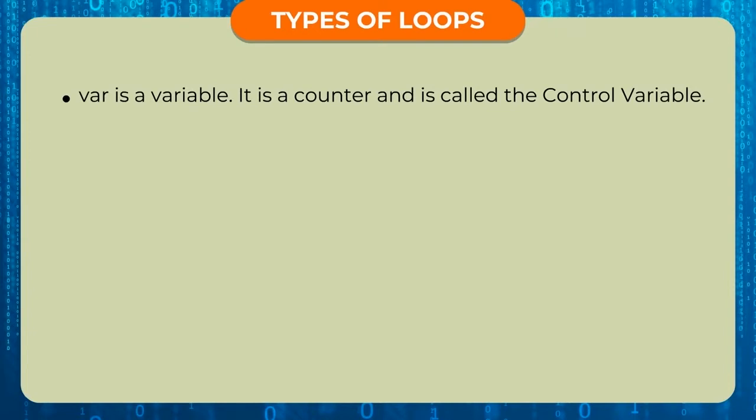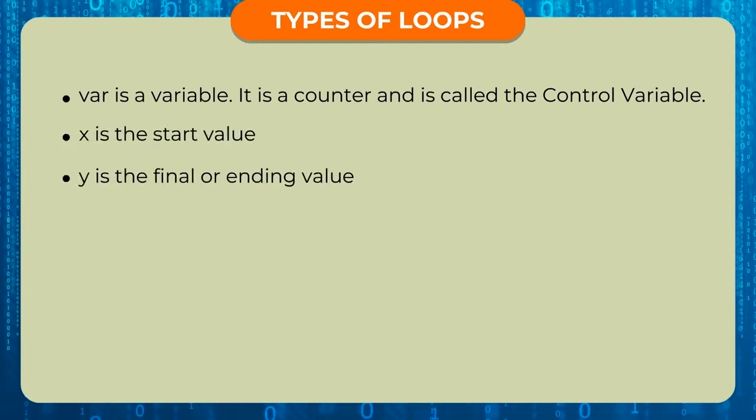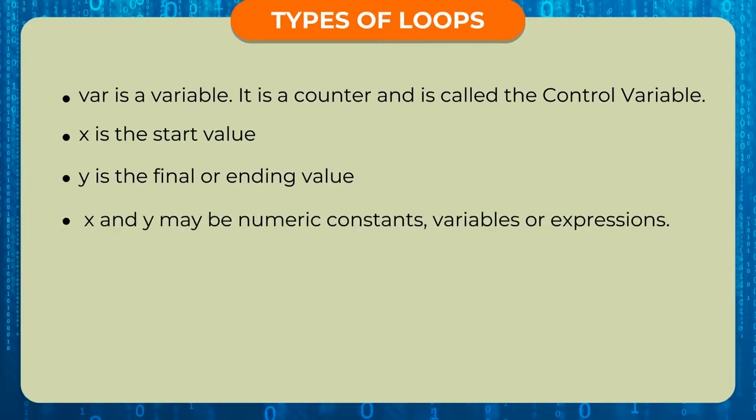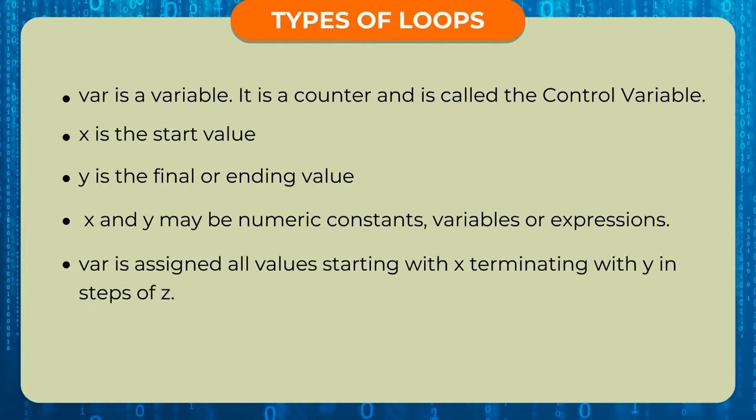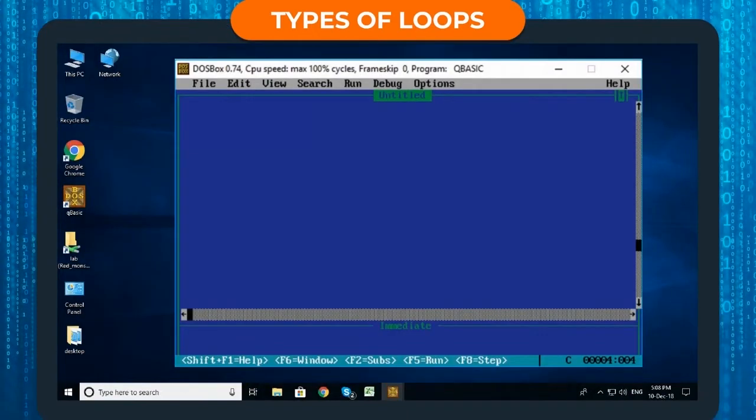It is a counter and is called the control variable. X is the start value. Y is the final or ending value. X and Y may be numeric constants, variables, or expressions. var is assigned all values starting with X, terminating with Y, in steps of Z. This command allows you to execute a part of a program a certain number of times.